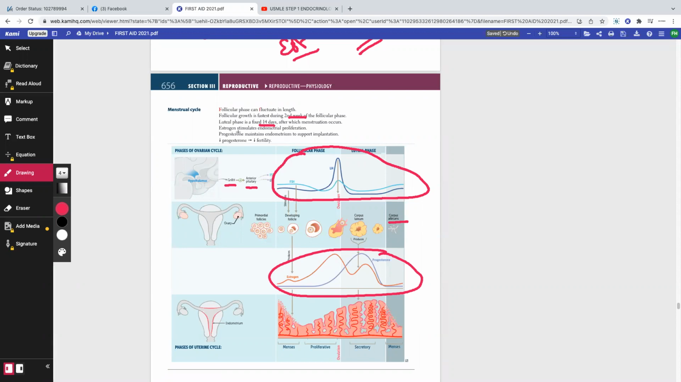Then you have the estrogen that will stimulate endometrial proliferation, right? This is the proliferative phase. This is based on estrogen. This is the secretory phase. This is based on progesterone. And progesterone will maintain the endometrium to support implantation, so this is during the secretory phase. A sudden fall in progesterone will cause menstruation. And if there is a patient who has no progesterone, then fertility will also decrease.